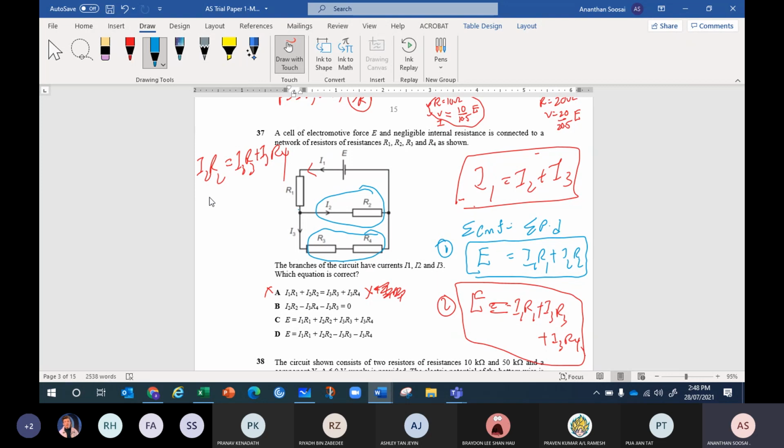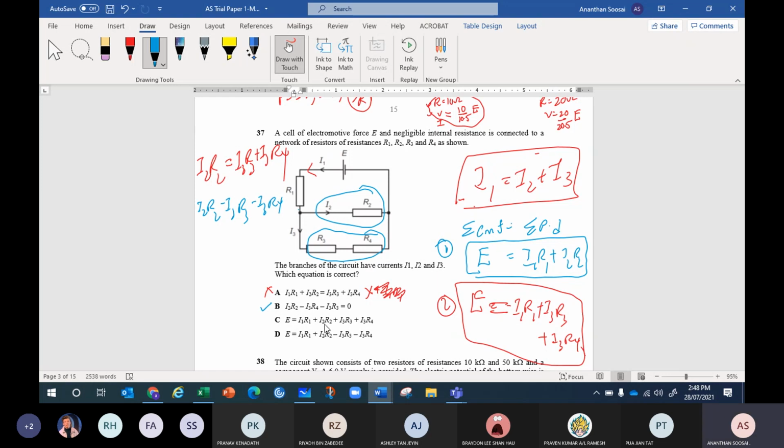If you bring everything to one side, it's going to be I2 R2 minus I3 R3 minus I3 R4. This is correct. Yeah, B is correct, because in parallel, the potential must be the same.